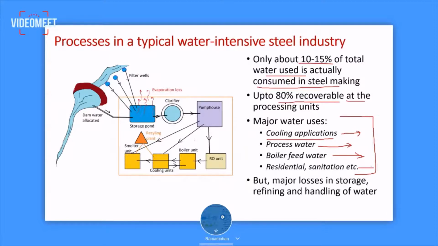And then the residential and sanitation applications, where a lot of water is also required, because in this particular industry there are about 5 to 6,000 people employees working at any point of time on a 24 hours basis. So a lot of residential facilities have been created. There are food facilities and sanitation is required. So this is also one of the major uses.